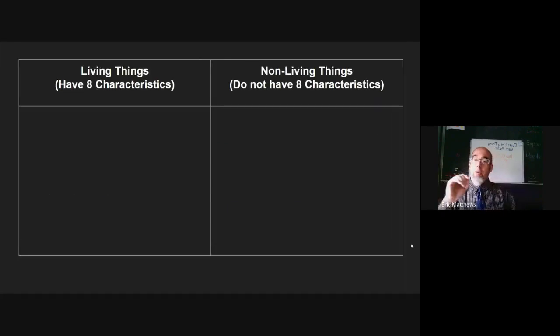Now, one of the first things I want us to do, though, is a little bit of practice. All right, I'm going to show you a picture. And I want you to try to catalog what are some living things that have the 8 characteristics of life from way back at the beginning of the year, and what are the non-living things that do not have all 8 characteristics. All right, ready? I'll give you about 15 seconds to really look at the image. If you need to, pause it.